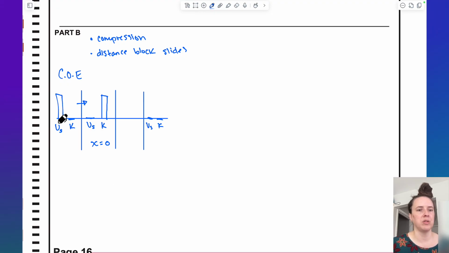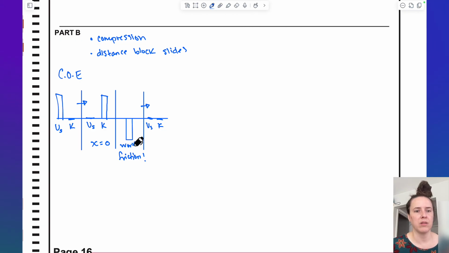Now, we go from U spring to K. There's 100% energy conservation there. Once we reach x equals 0, we start getting friction in this zone before we eventually come to rest. So I had a bunch of energy here. It needs to get sucked out via work in order to get us to come to rest. So that means friction does a bunch of work here.